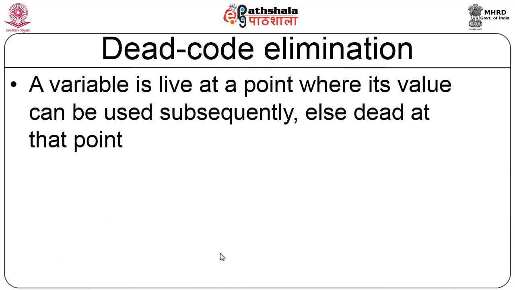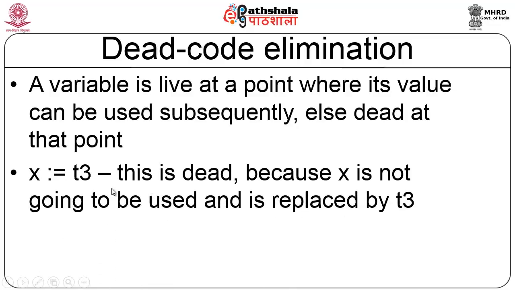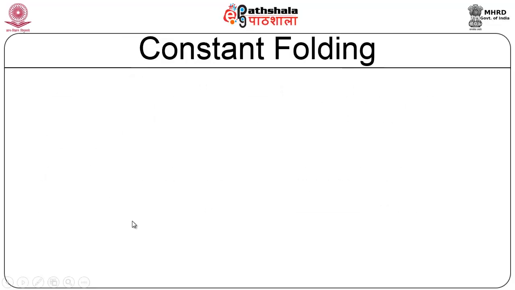Okay, a variable is supposed to live at a point where its value can be used subsequently, else it is assumed to be dead. Okay, if I am going to use the value of a variable at a later point, I will call the variable a live variable, else I will call that a dead variable. Now here x is equal to T3, this is dead because x is not going to be used and is replaced by T3, okay. So x is not going to be used, therefore we will call this statement a dead statement.